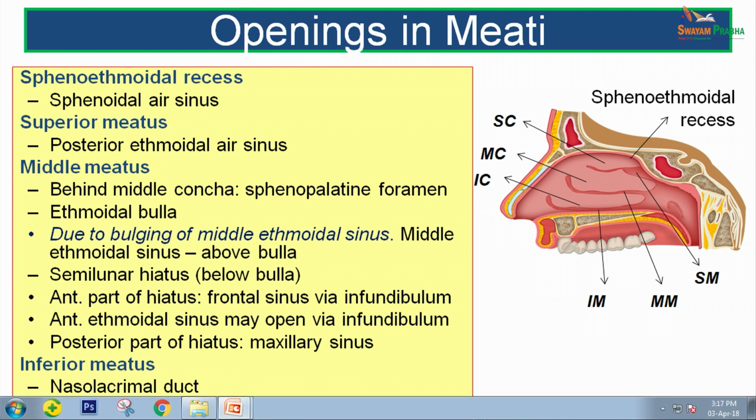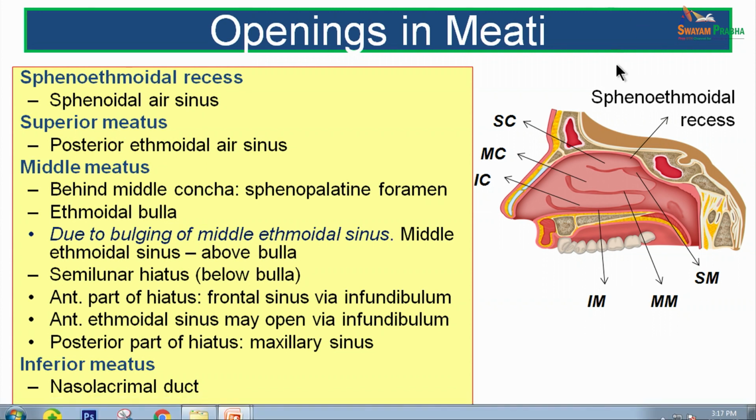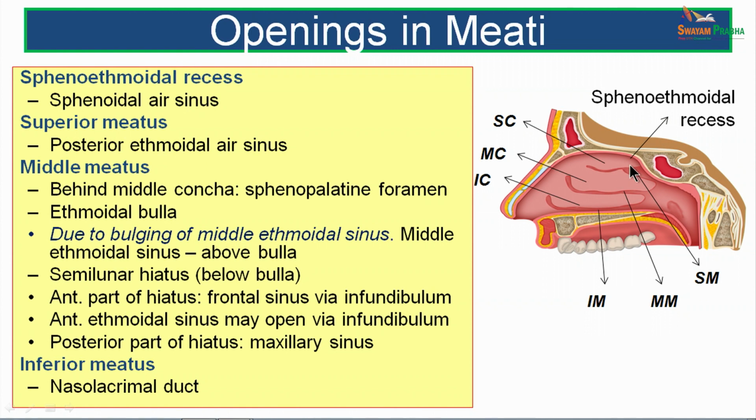The picture here shows us the presence of the three conchae, that is the superior nasal concha, the middle nasal concha and the inferior nasal concha. Also seen are the spaces, the sphenoethmoidal recess, the superior meatus, middle meatus and the inferior meatus. So, this picture shows us all the three conchae and the 4 spaces related to these conchae.